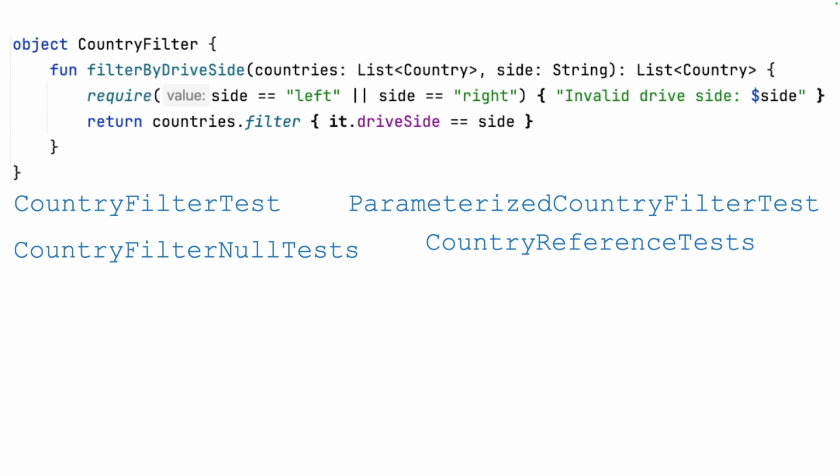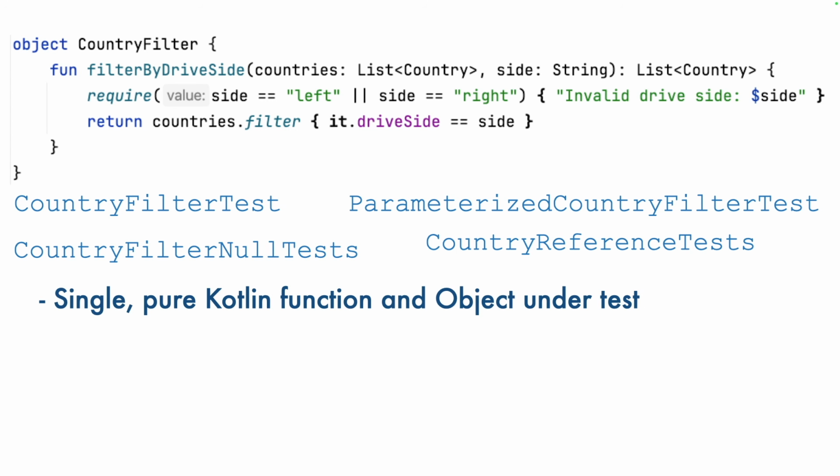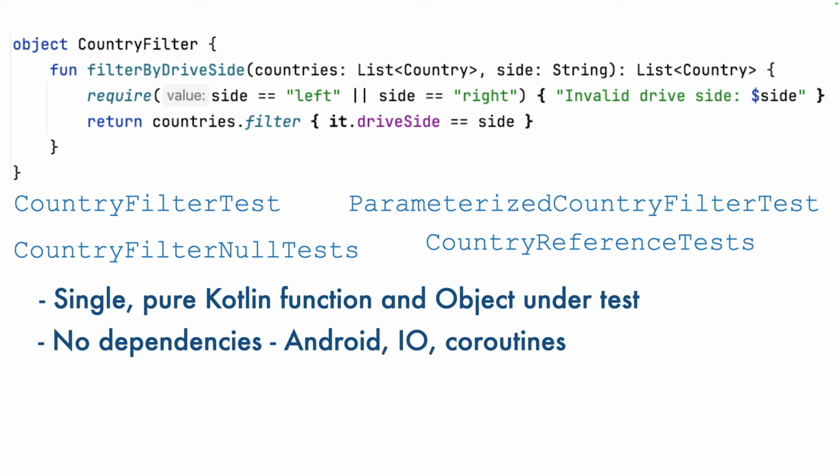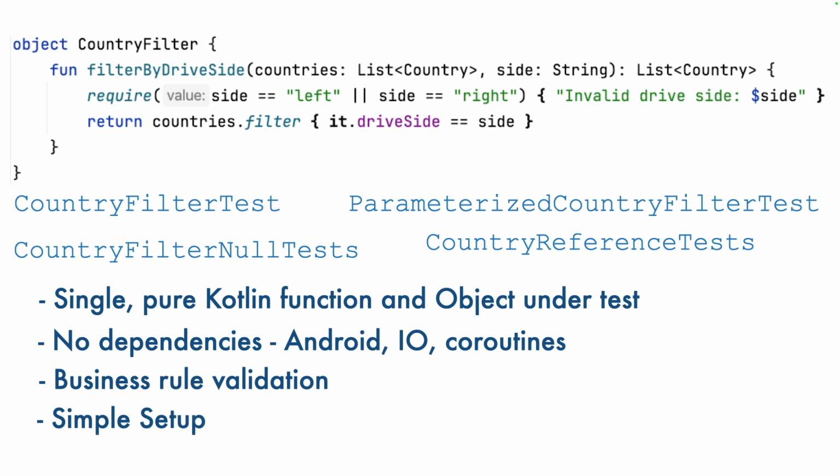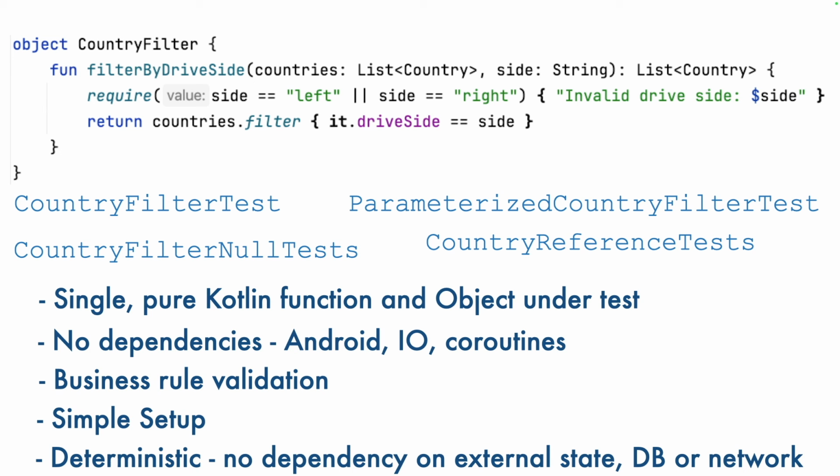And if you are trying to look for a common thread across all these test cases that we have written so far, they are single pure Kotlin functions and objects under test. There are no dependencies, like Android dependencies such as UI, view model, IO, or coroutines. It was all pure business rule validation. Setup was very simple and the tests were very deterministic. There were no dependencies on external state like database or network.